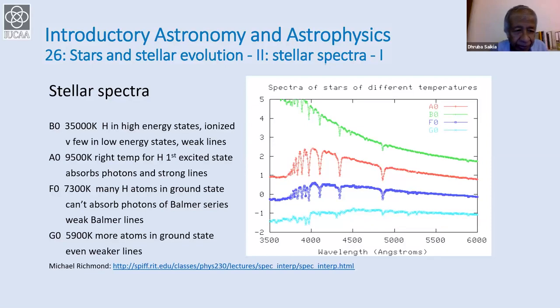When you come to A-type star, then the surface temperature drops from 35,000 to about 9,500 for an A0 star. And it seems to have enough hydrogen atoms in the first excited state. And photons coming from the star will excite this and take to the higher energy state. And when you go lower in temperature, then the number of atoms in the first excited state keeps decreasing and you get weaker and weaker absorption lines of hydrogen.